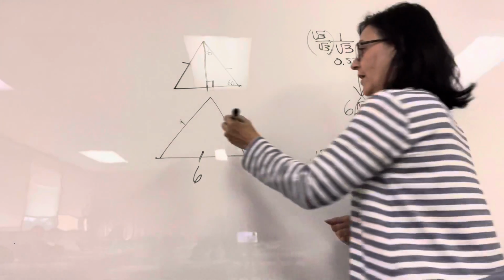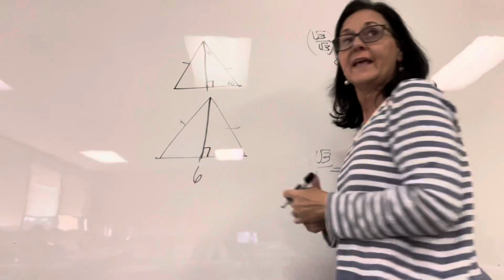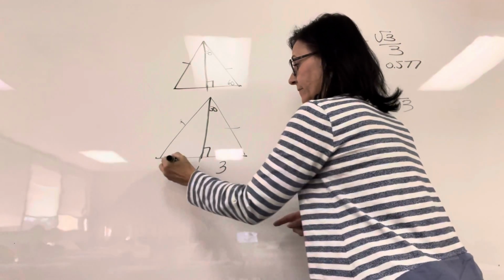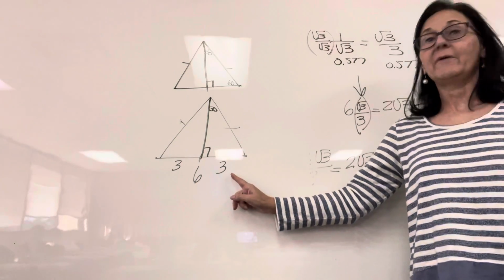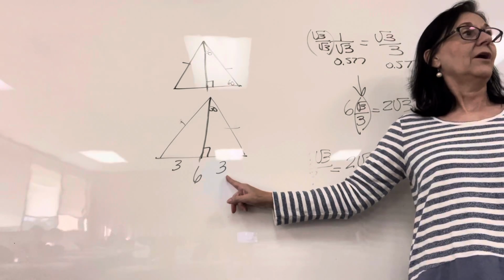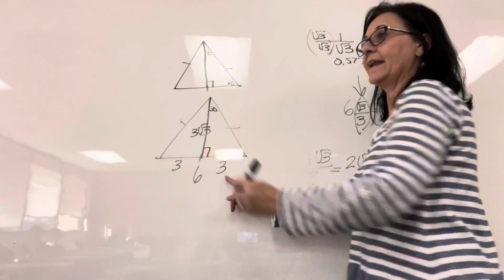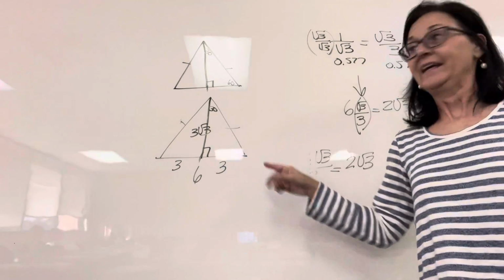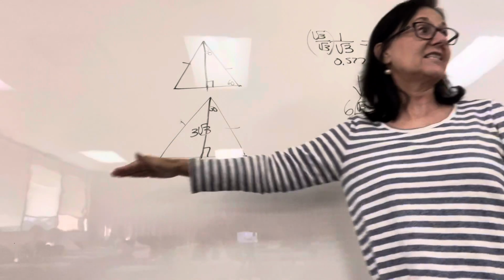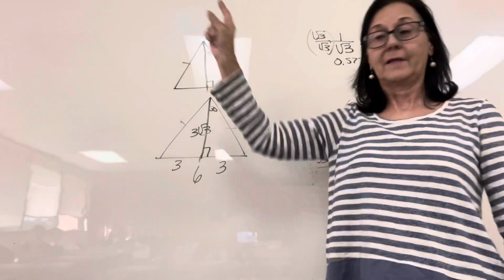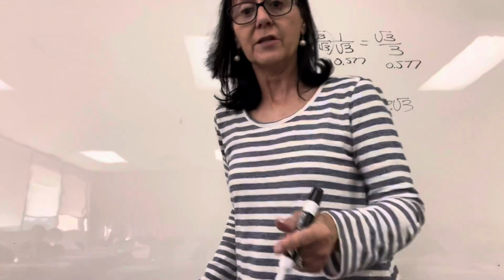Okay, well you have to know, when I draw the altitude, it becomes a 30, 60, 90. This base is split in half, and then we have a 30, 60, 90. I can now calculate the altitude. What's the altitude? 3 square root of 3. Can I now calculate the area? Yes, 1/2 times 6 times 3 square root of 3, right? Because it's base times height. Got it?